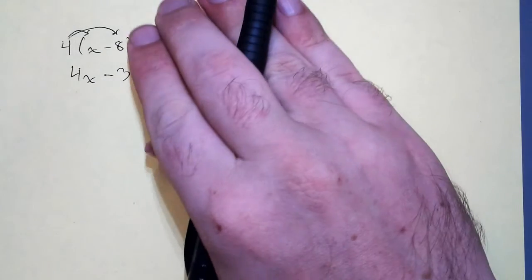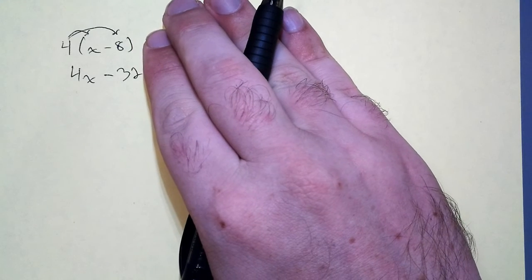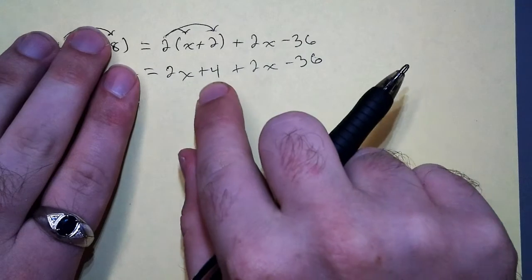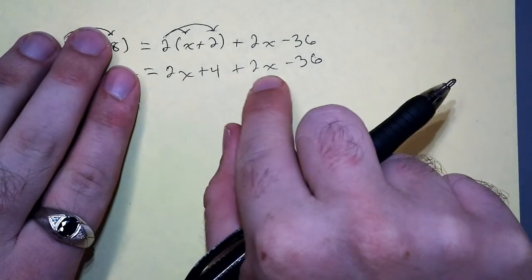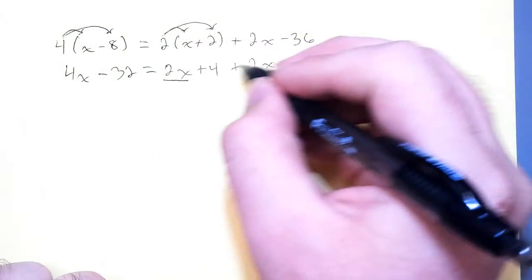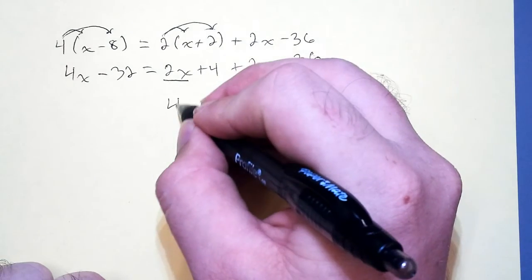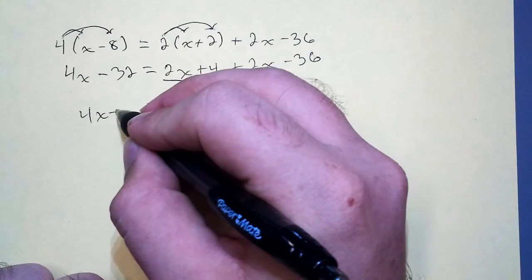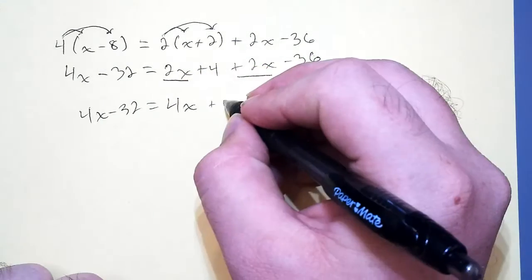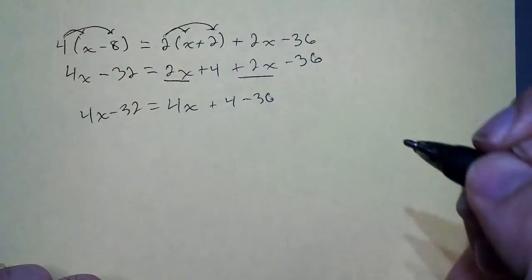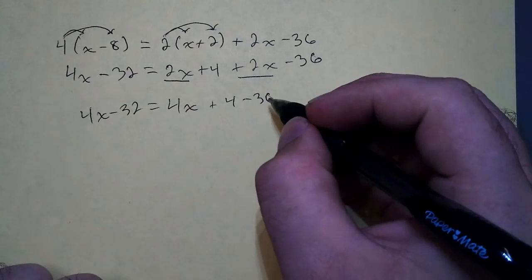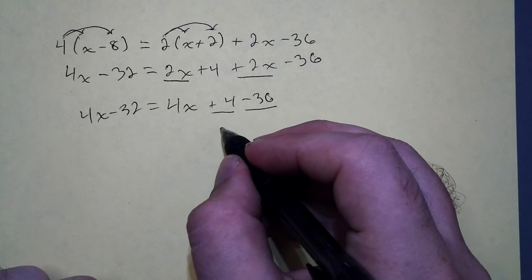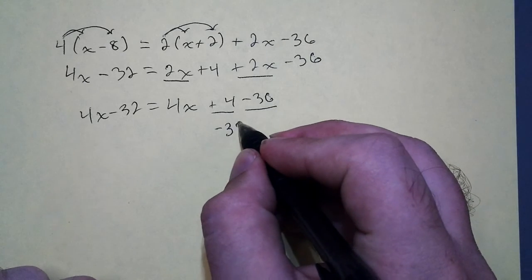So over here on the left side, I don't have any like terms, because this has x's and that's a regular number. Now on the other side, I have like terms. I can combine my x's, 2x plus 2x, which will give me 4x. Bring everything else down. Now I also have like terms right here, plus 4 and negative 36, which would give us minus 32.